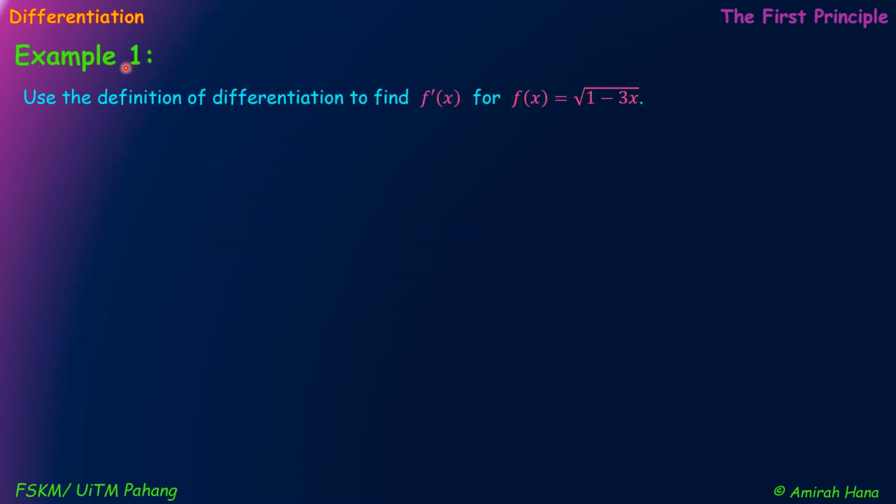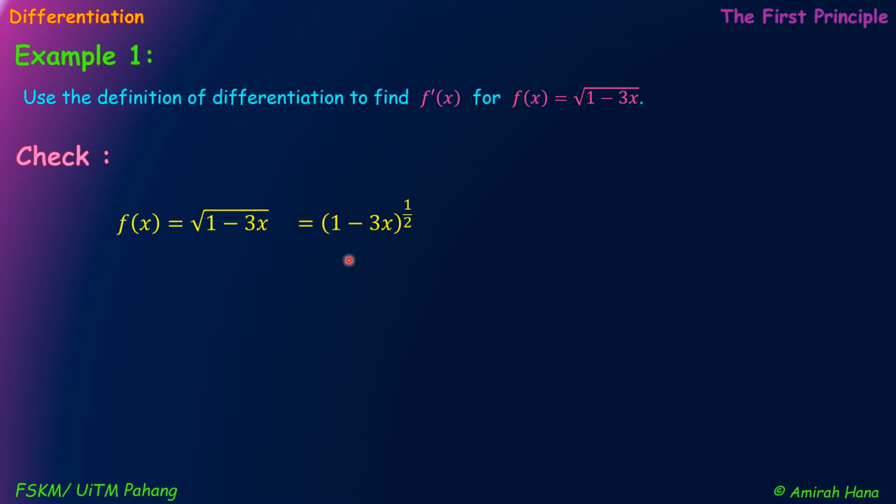We look at example 1. Use the definition of differentiation to find f prime x for f(x) equals the square root of 1 minus 3x. Let's say we want to check the final answer first. Let's differentiate using the generalized power rule. From f(x) equals the square root of 1 minus 3x, we can write it in the form of bracket 1 minus 3x to the power of half using the properties of indices.